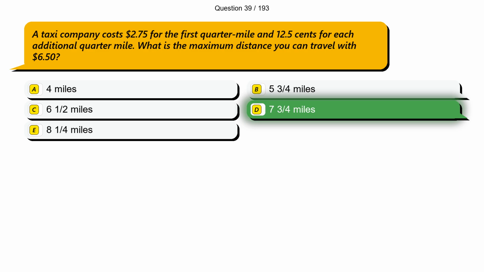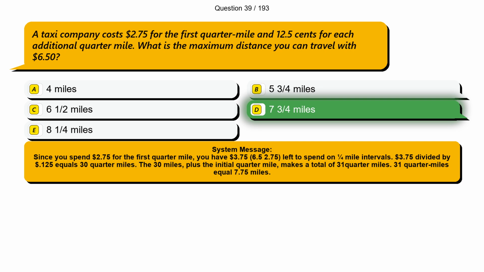The correct answer is option D, 7 3/4 miles. Since you spend $2.75 for the first quarter mile, you have $3.75, which is 6.50 minus 2.75, left to spend on quarter mile intervals. $3.75 divided by $0.125 equals 30 quarter miles. The 30 quarter miles, plus the initial quarter mile, makes a total of 31 quarter miles. 31 quarter miles equals 7.75 miles.